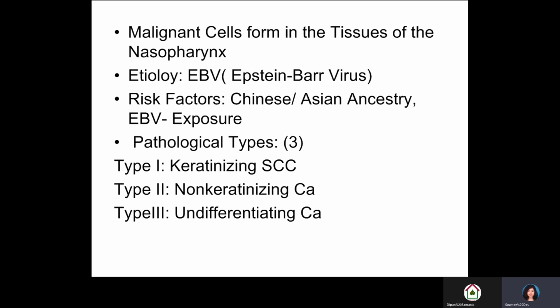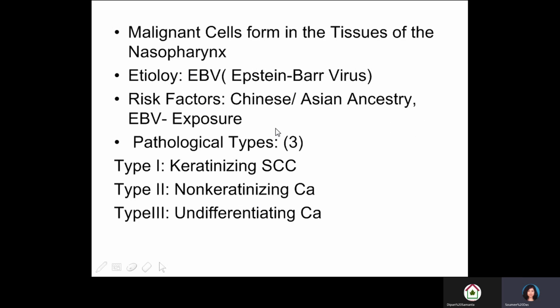Now we will see the causative factor, that is etiology. This is Epstein-Barr virus or EBV. So NPC is basically viral in origin; this is a virus-induced carcinoma. Another virus-induced carcinoma is HPV, which can cause cervical cancer. So the causative organism of NPC is Epstein-Barr virus or EBV. Sometimes in the question, this is directly referred to as EBV.